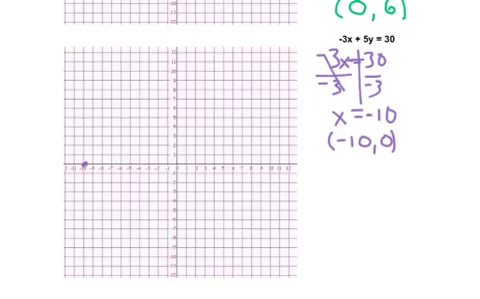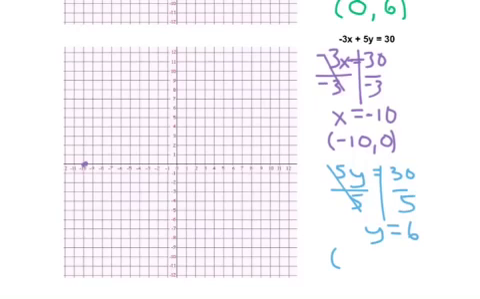For my y-intercept, write down the information with my y. 5y equals 30. Divide everything by 5. And in this case, y would be 6. As my ordered pair, though, it would be 0, 6 because you're not moving at all on your x-axis. I would plot that on my y-axis and then make sure to draw your line through your data.